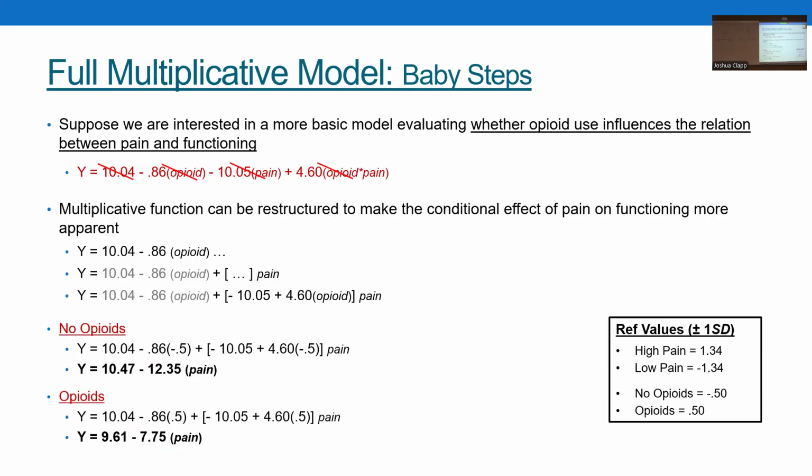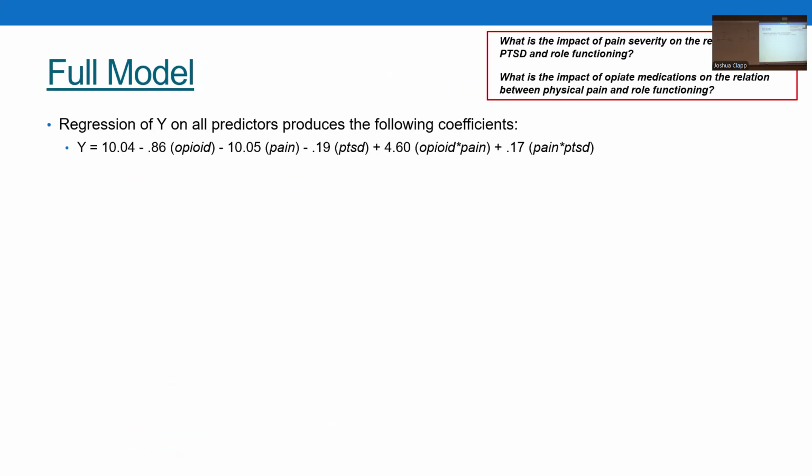People see how we went through, and so this represents the simple slope for pain and functioning for people not using opiates, and the simple slope for pain and functioning for people who are using opiates. People see how we got this? Questions on the math or anything that we've done here? Okay. So let's go through and change this around.